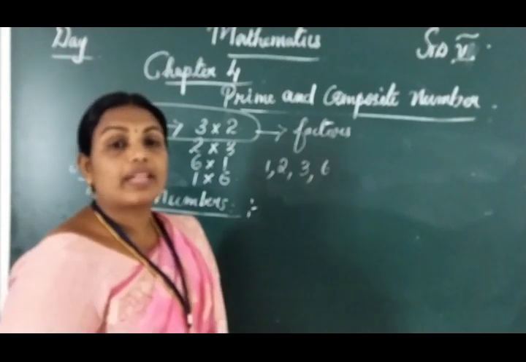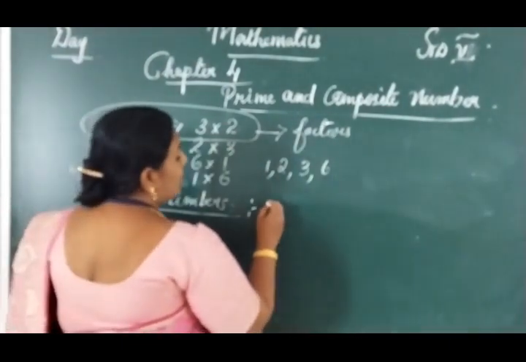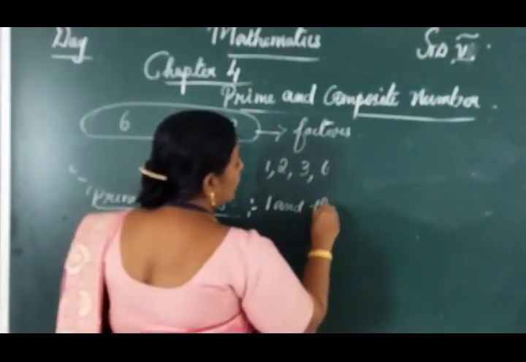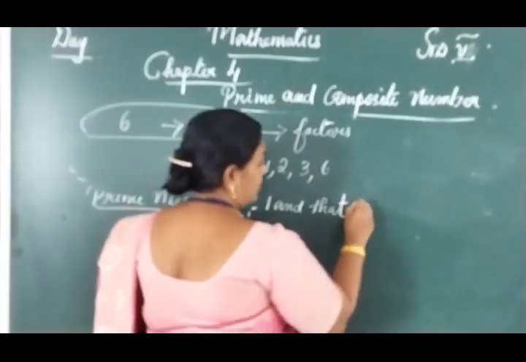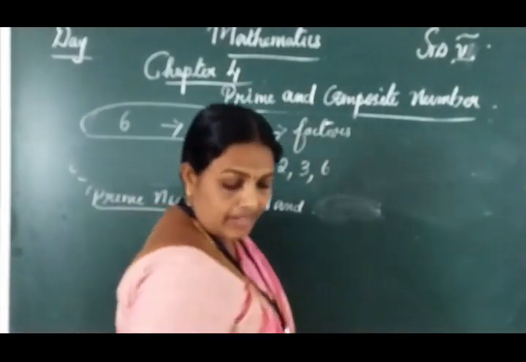Numbers in the composite numbers. The prime factors are either 1 and that number itself as the factor.